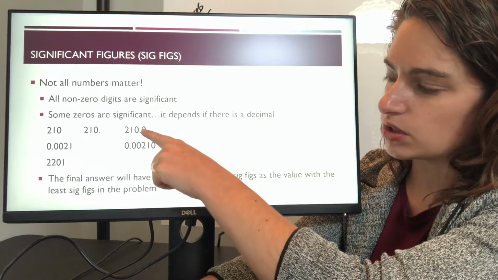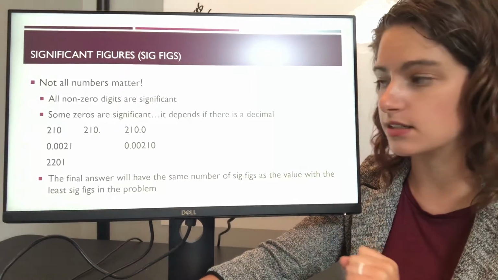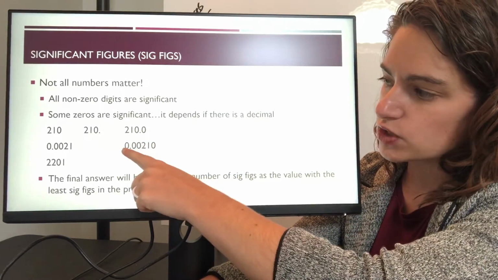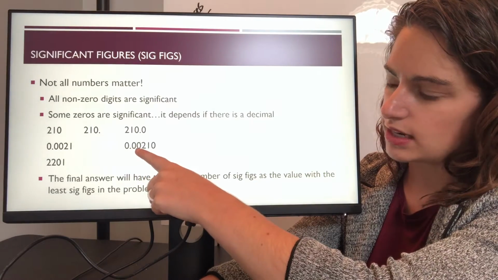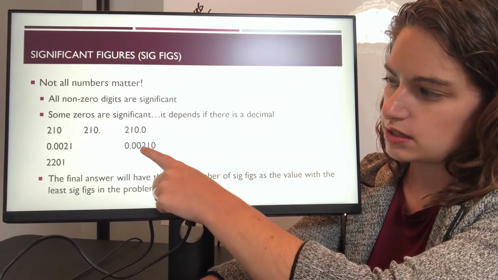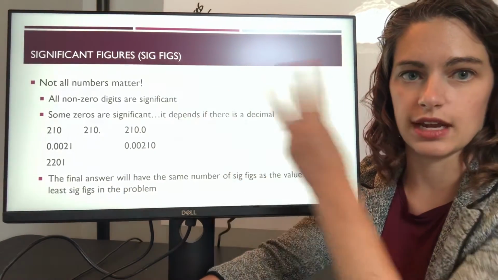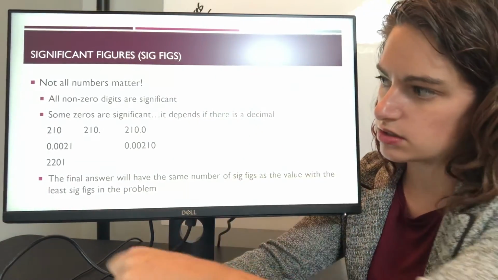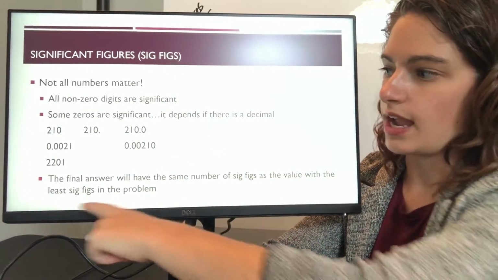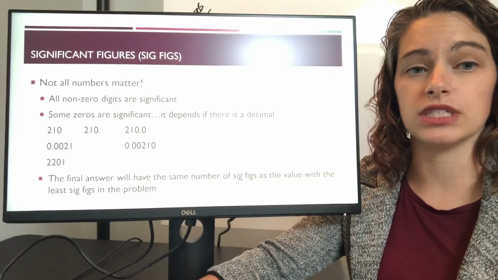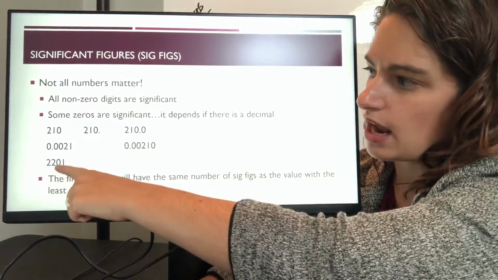This one, similar to our rule up here, anything after the decimal place is considered significant. That means this first one is not, this one is not, this one is not, 2 is significant, 1 is significant, the 0 is significant. So this one has 3 significant figures. This one has 2, this one has 3. And then the last one is what happens when you have zeros sandwiched in between numbers. They are significant. They count. So this one has 4.